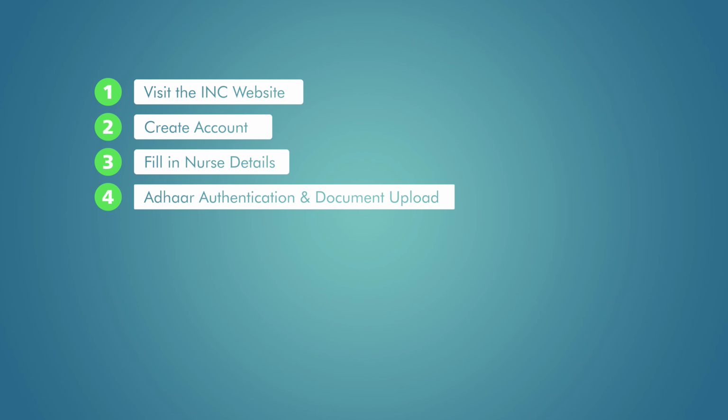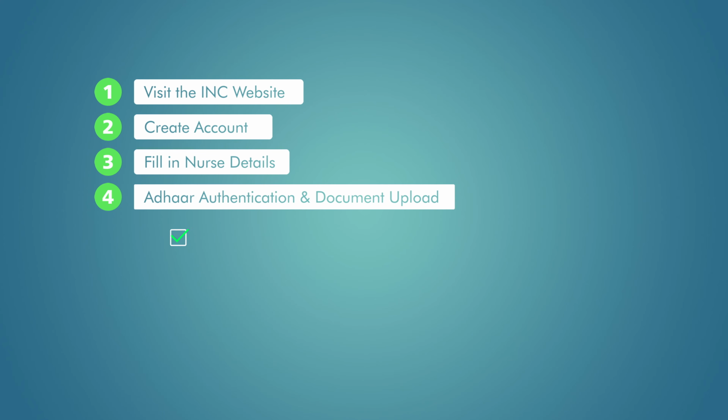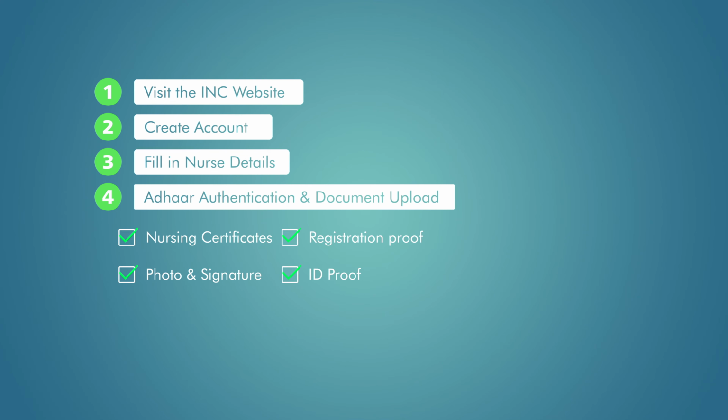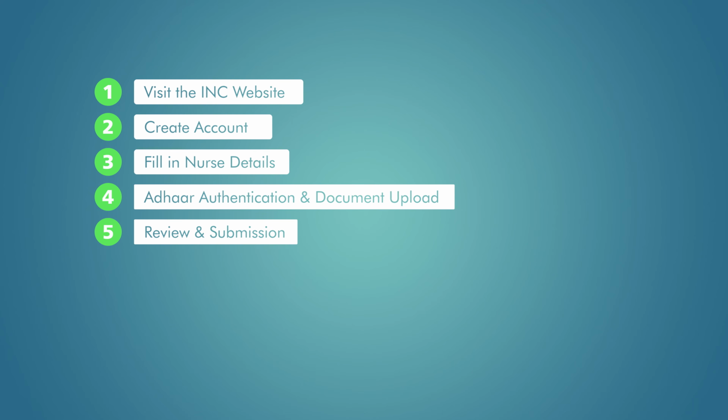The next step is Aadhaar authentication and document upload. After entering all your details, the system will prompt for Aadhaar authentication. Your mobile number must be linked to Aadhaar, otherwise you won't receive the OTP and you cannot proceed to further steps. Once Aadhaar is verified, upload all required documents: nursing certificates, registration proof, photo, signature, ID proof. Then declare and accept the declaration form. Review everything carefully before final submission.